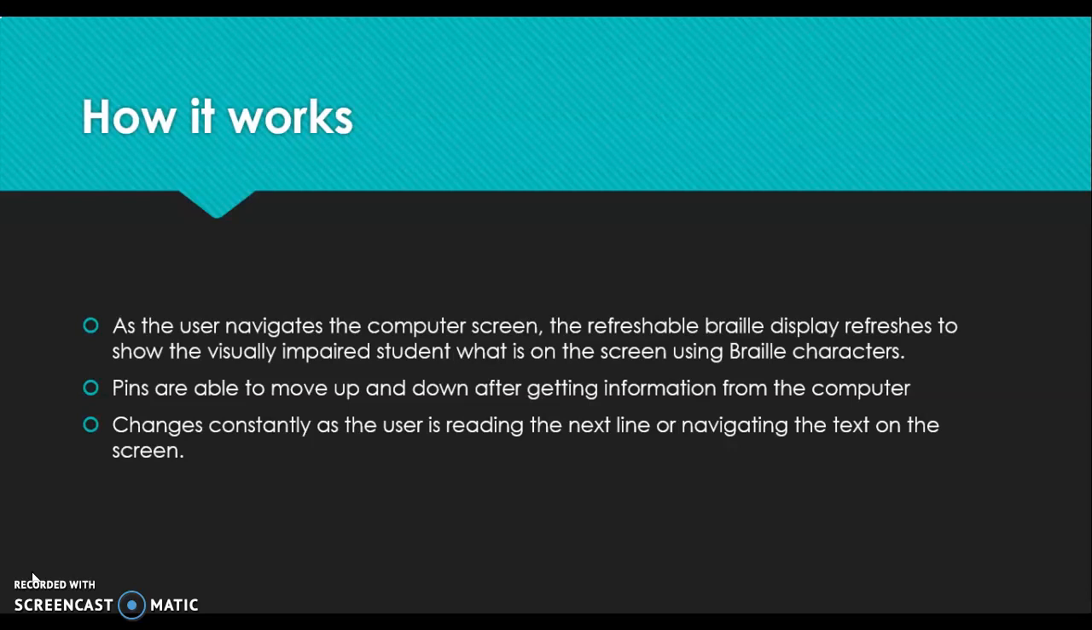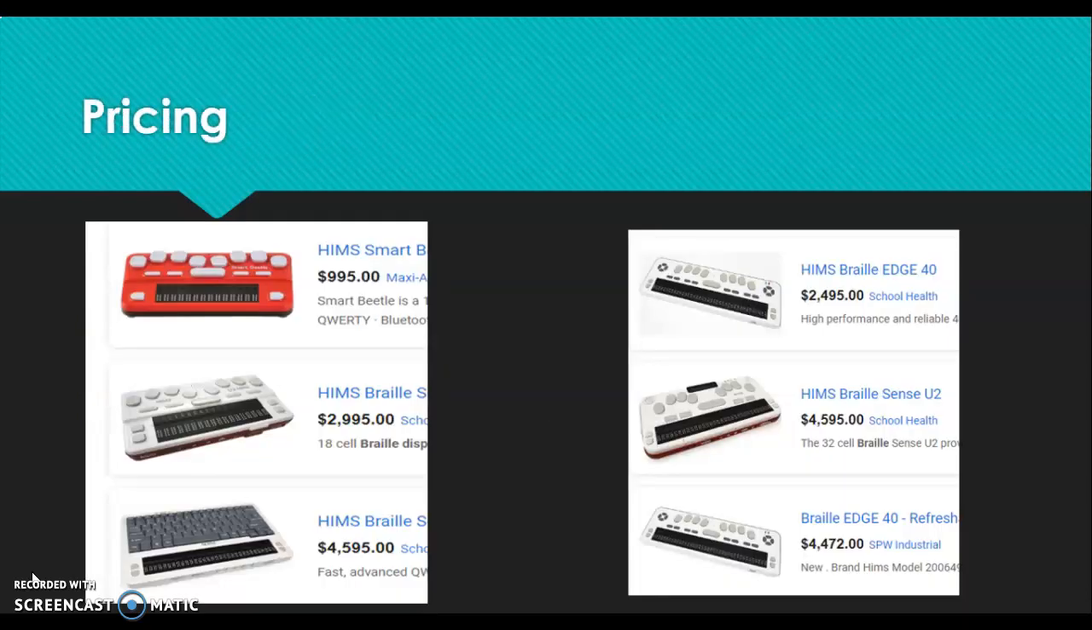And there's usually about 18 to 80 characters, depending on which model you have. For pricing, these are typically expensive assistive technologies. They range from about $1,000 to about $5,000, and it really depends on how many characters are being displayed, and if it allows you to write as well, which all these on the screen do.